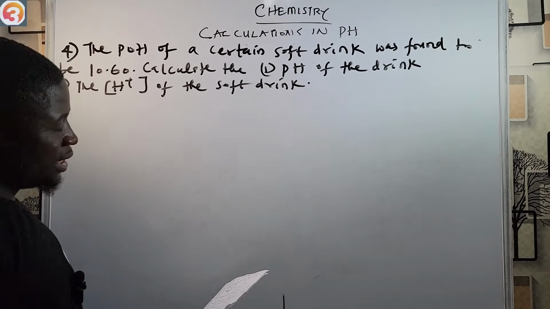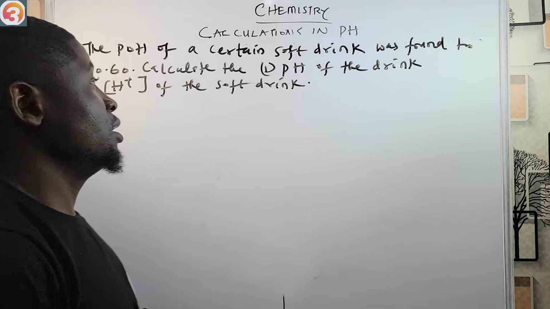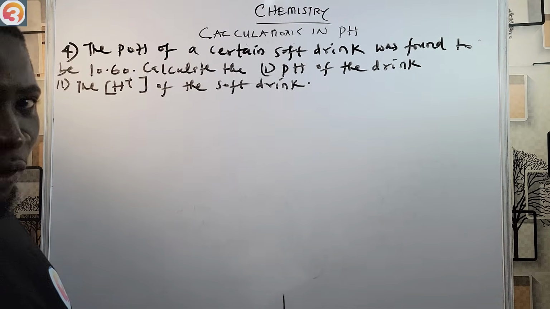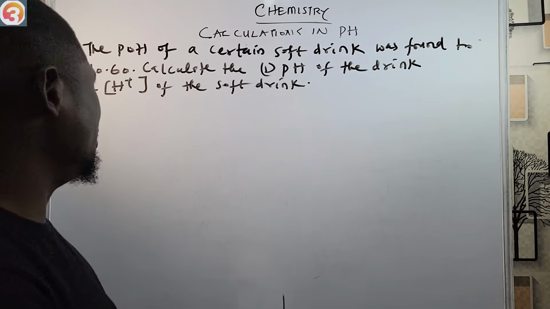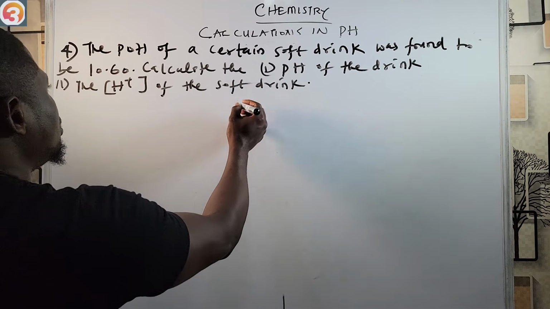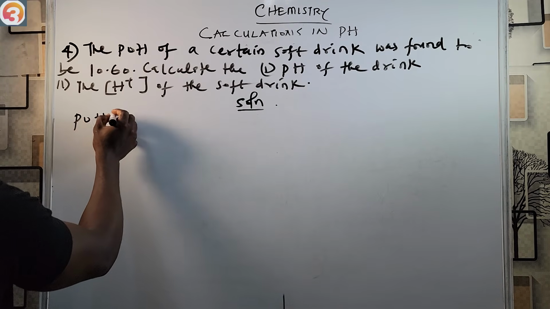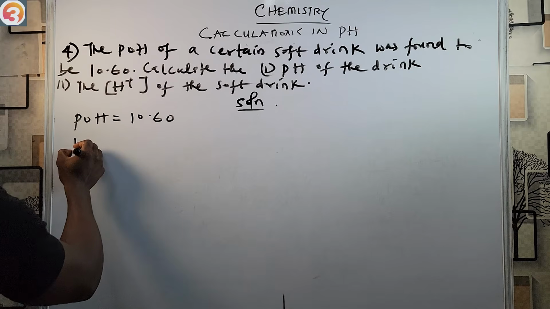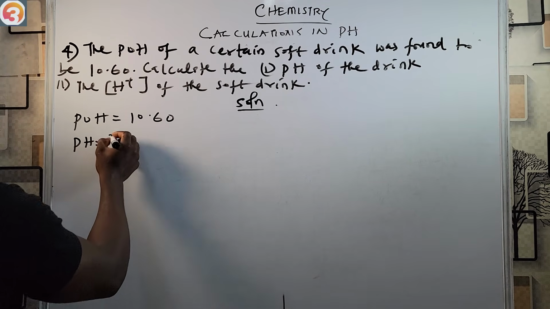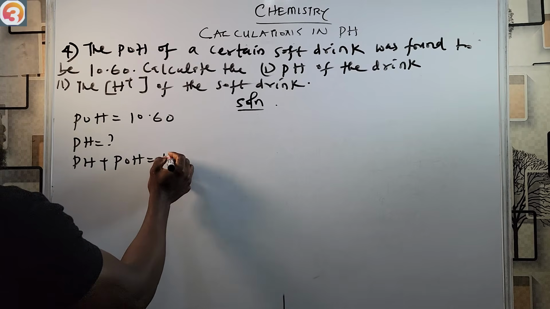All right, so in this situation, it's as simple as what we have been doing anyway. So now we're given the pH of the soft drink. We are told to calculate the pH of the drink. All right, so solution, pOH is 10.60. pH is what we're looking for. It's unknown. We know that pH plus pOH is equal to 14.